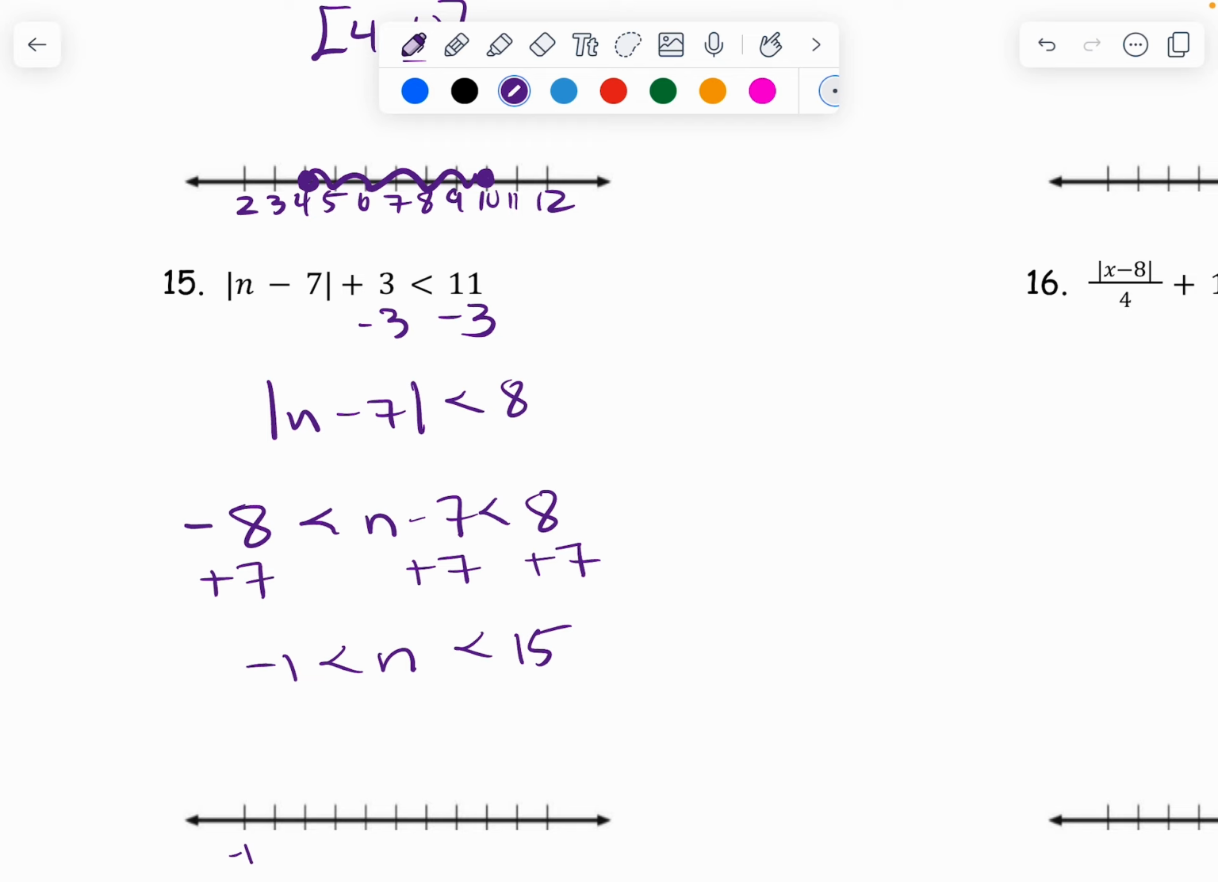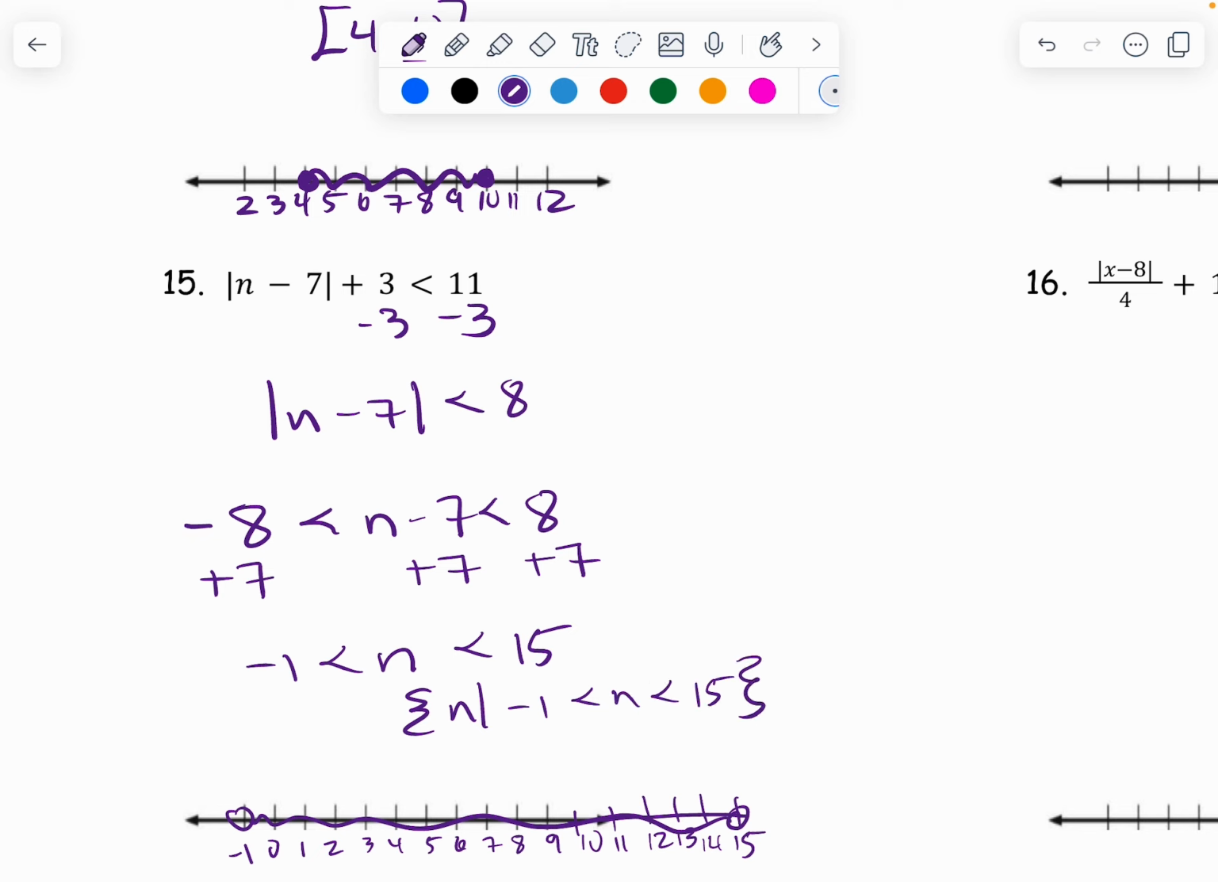Negative 1, 1, 2. Okay, open dot, in between, open dot. That was a horrible brace. n such that negative 1 is less than n, which is less than 15. I'm going from negative 1 to 15.